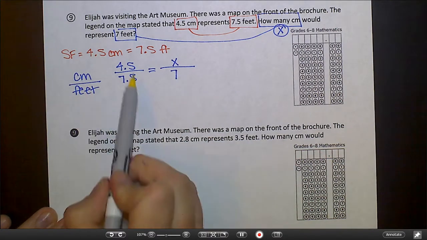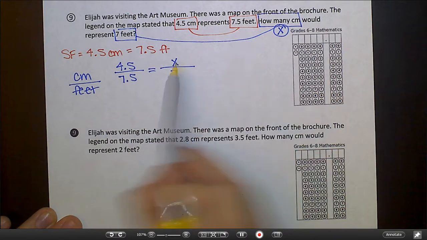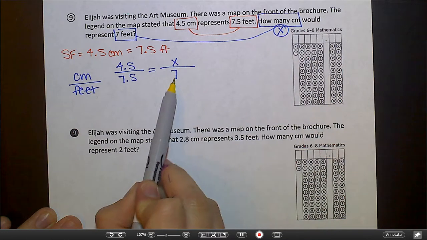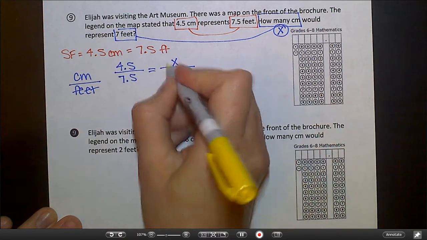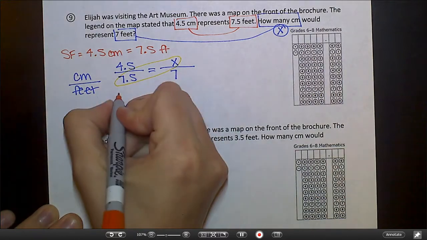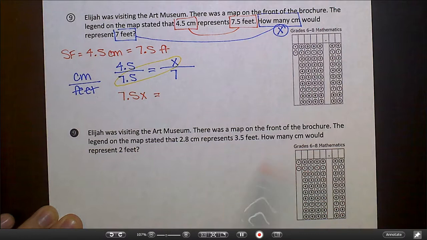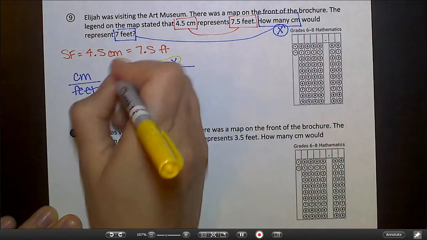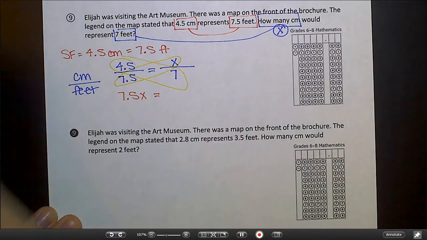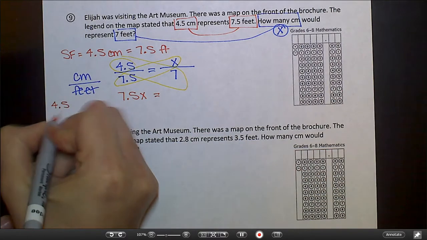So let's double check. Is this centimeters? Yep. Over feet, and that's centimeters. How many centimeters over 7 feet? So we are good. Let's start cross multiplying. 7.5 times X is 7.5X equals 4.5 times 7. Let's multiply that out. 4.5 times 7.